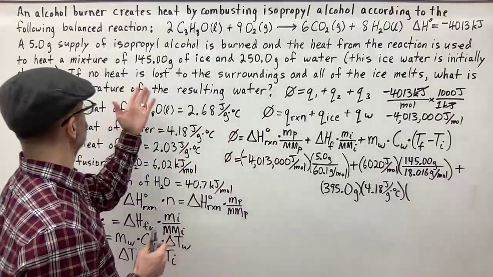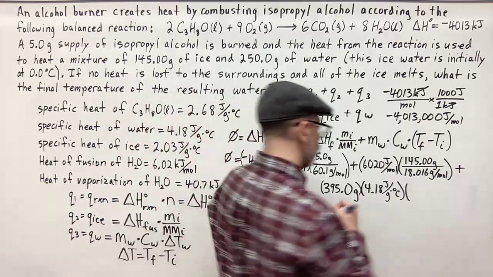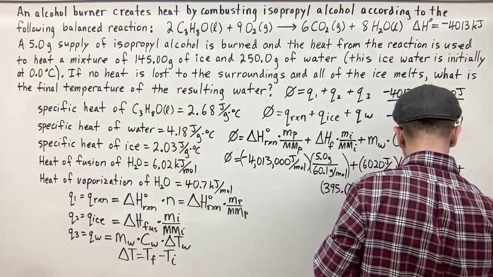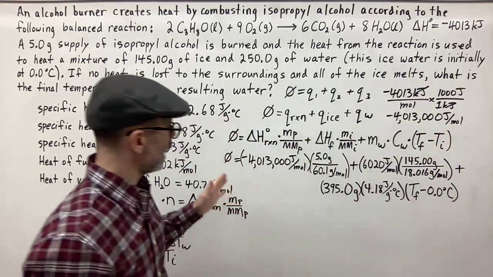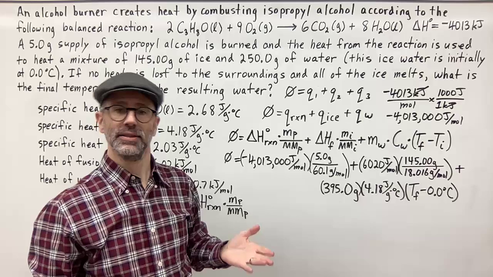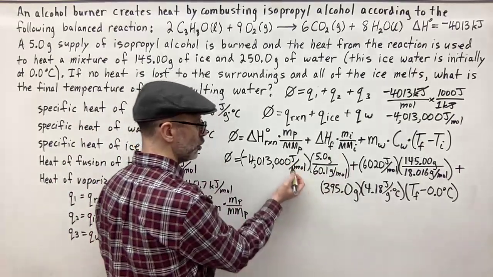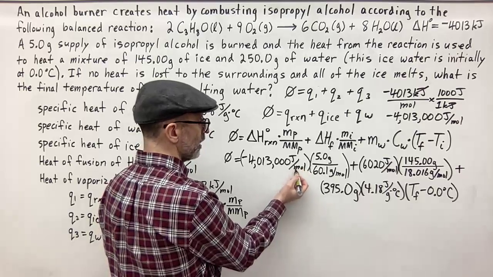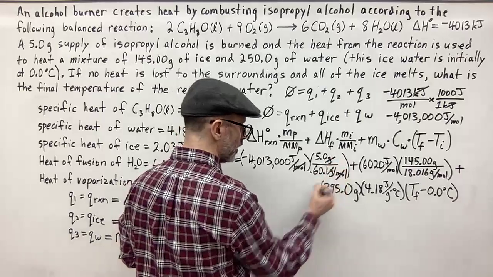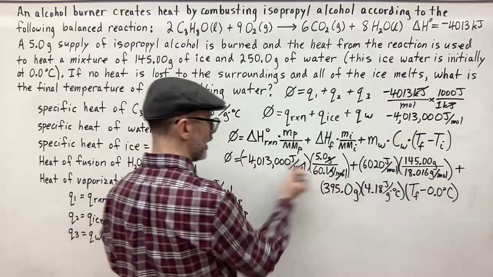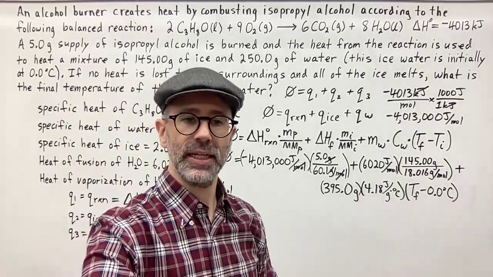So we're told that initially it's at 0 degrees Celsius. And so we're trying to find the final temperature. So that's going to be TF minus 0.0 degrees Celsius. So now we have everything plugged in. So now it's time to just solve. Let's simplify. So we're going to multiply this together, but look at the units. I have moles here, and moles there is going to cancel out. Grams here and here are going to cancel out, so I'm left with joules. So when I multiply this, I'm going to get a negative amount of joules.